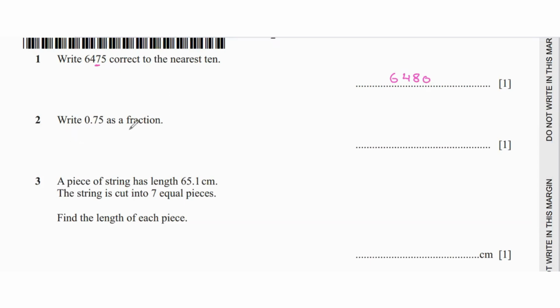Question 2 says, write 0.75 as a fraction. So as a fraction, it's going to be 75 over 100. Why? Because we move the decimal 2 places to the right, and we're adding 2 zeros with the 1 in the denominator. So 75 over 100 can also be simplified to 3 over 4. So you can either write 75 over 100 or 3 over 4 or any equivalent fraction.